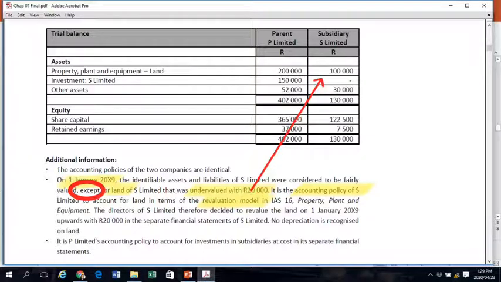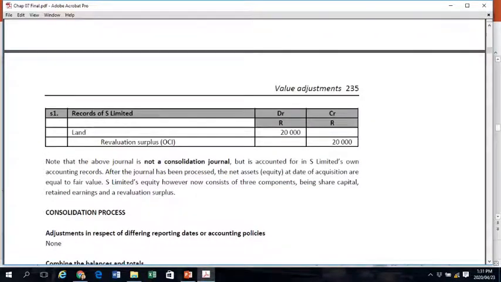So if you read on, the directors of S therefore decided to revalue this land at acquisition date upwards with the 20,000 Rand in the separate financial statements of S. And this would have happened before we consolidate. So in the records of S Limited, the following journal entry was processed before consolidation happened.